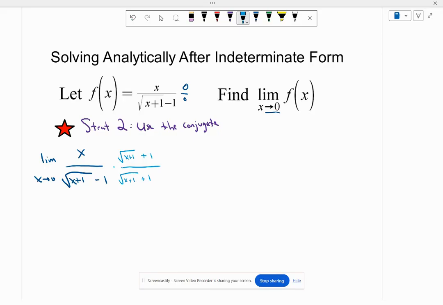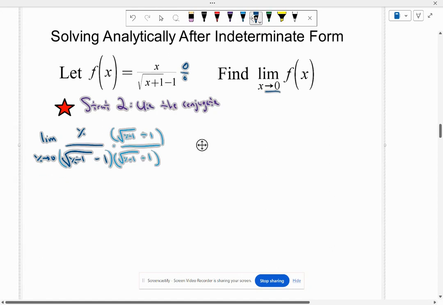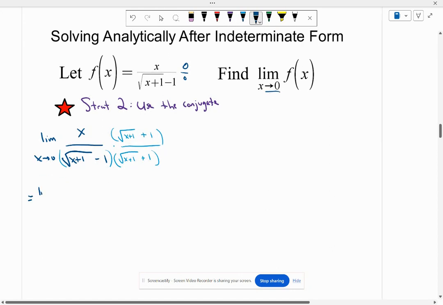Now this thing in light blue is just 1, right? The top would divide with the bottom, and we would get 1 over 1. So when you multiply by 1, that's okay. It doesn't change the value of our original function. Now, the reason why we're multiplying by the conjugate is because when we simplify this, we're going to get some nice things to cancel out on the denominator.